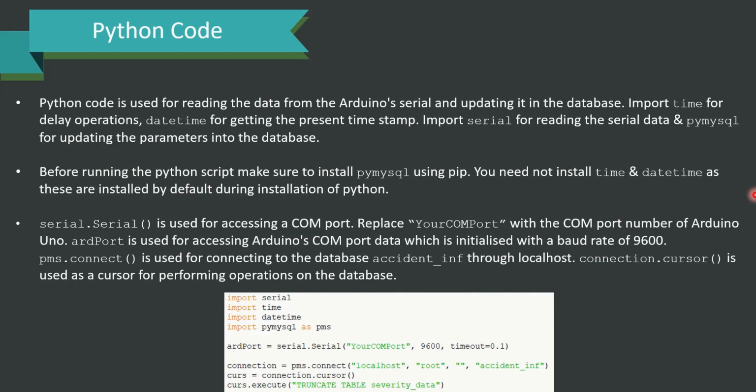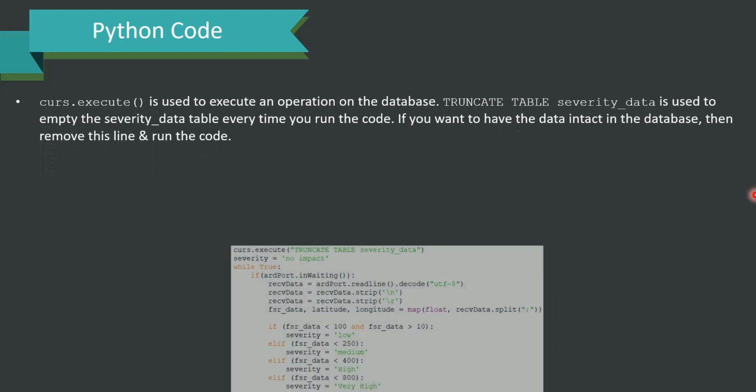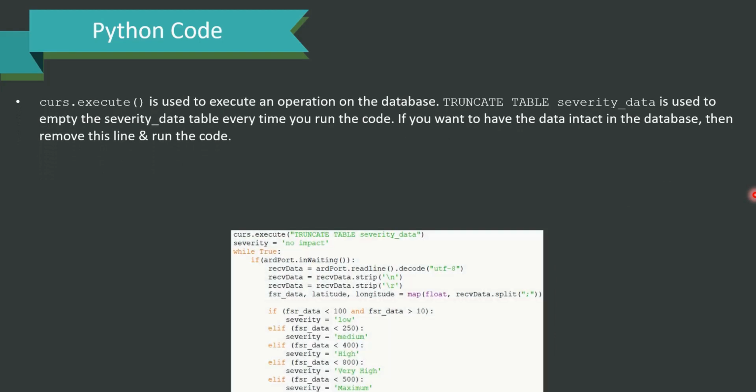ARD port is used for accessing the Arduino's COM port data, which is initialized with a baud rate of 9600, and pymysql.connect is used for connecting to the database accident_inf through localhost. Connection.cursor is used as a cursor for performing operations on the database. Cursor.execute is used to execute an operation on the database. Truncate table severity_data is used to empty the severity_data table.